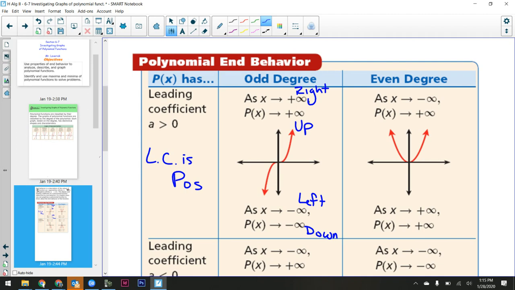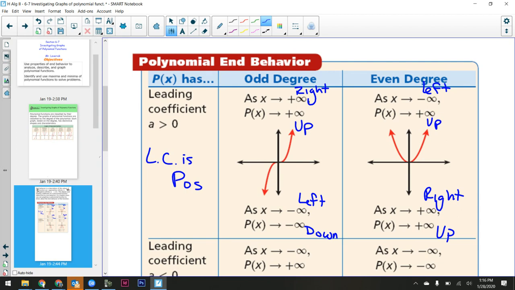Positive, even, both going the same direction. Now, I don't know why they put the right side end behavior on top and the left side down below, and then they put the left side on top. I don't know. This is on the left side. It will go up. On the right side, it will also go up.